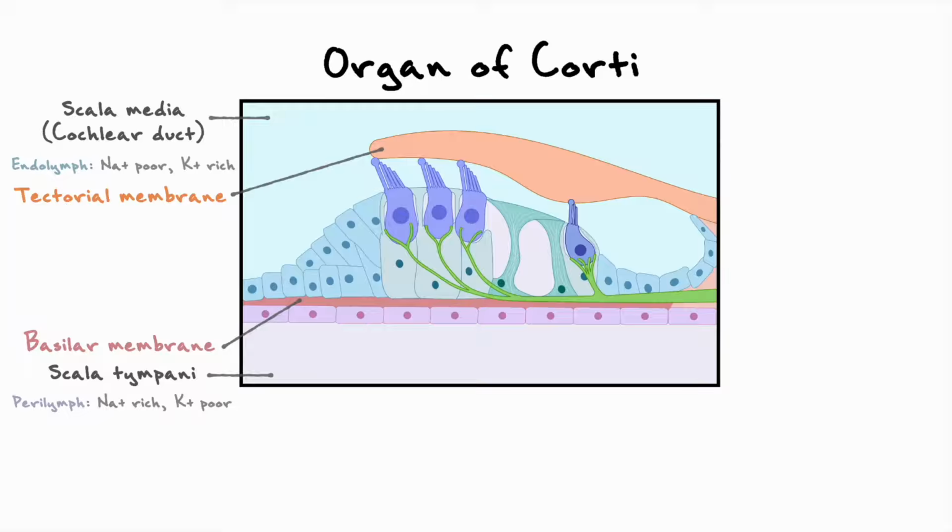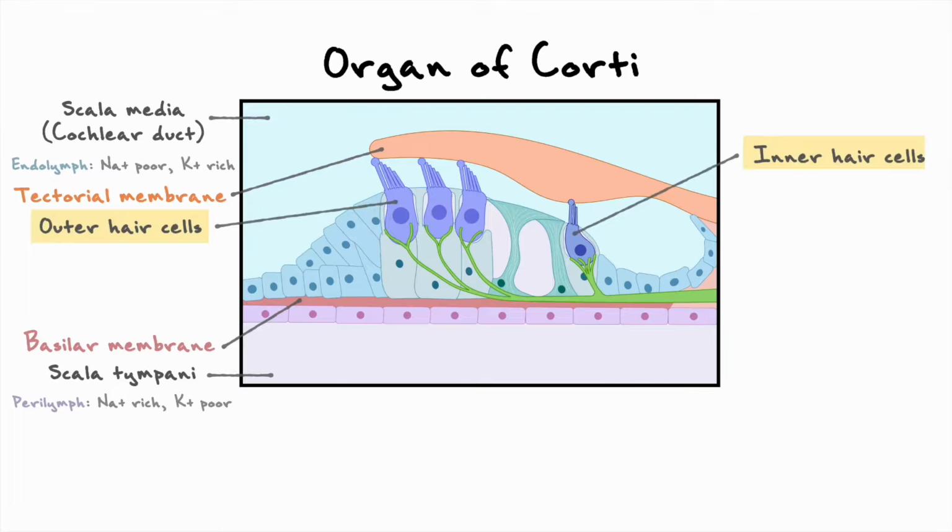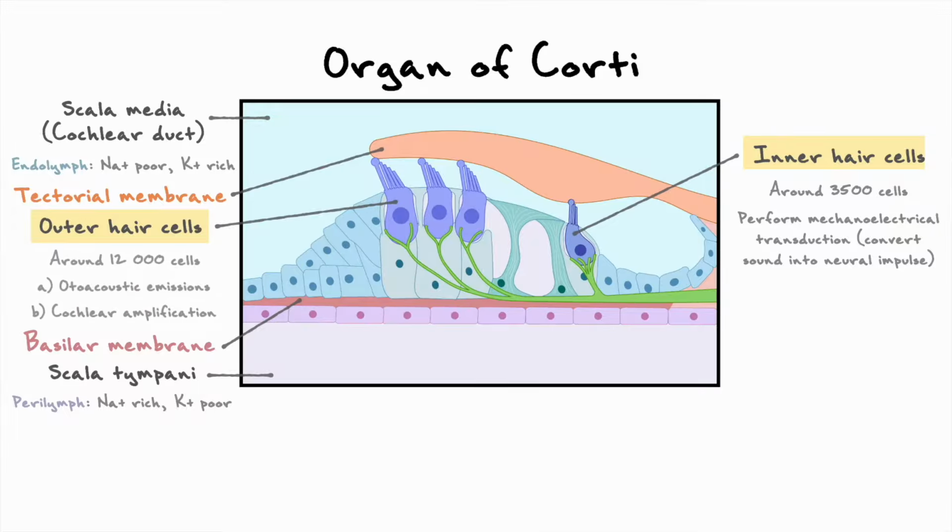Now, what is new about this particular diagram are the different cell types that we can see more clearly. With respect to transduction and the auditory system more generally, the two important cell types are the outer and inner hair cells. Generally speaking, there are about 3,500 inner hair cells along the length of the cochlea, and these are the cells that transduce sound into neural impulses. For the outer hair cells, there are about 12,000 of those, and they are generally responsible for otoacoustic emissions and cochlear amplification. These functions may seem super mysterious right now, but we'll come back to it later.